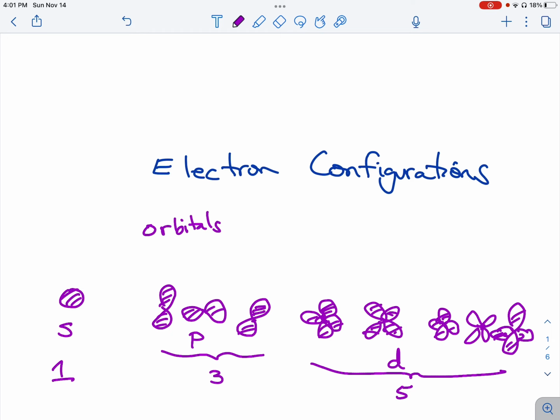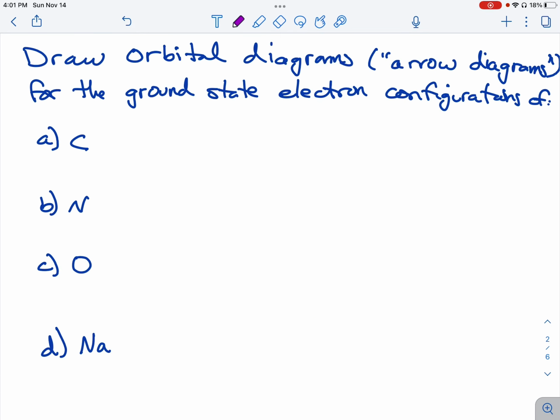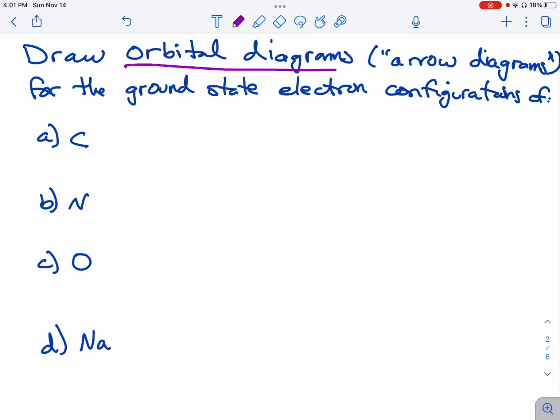All right. So with that very brief introduction, let's look at some nuts and bolts of how you draw and represent these electron configurations. The first one we're going to talk about is orbital diagrams. Those are sometimes called arrow diagrams, where each electron is represented as an arrow.